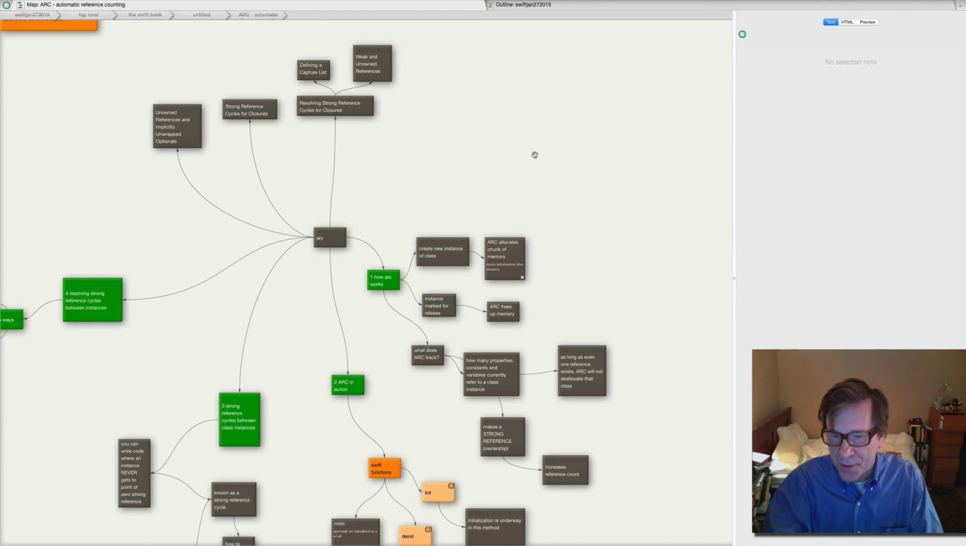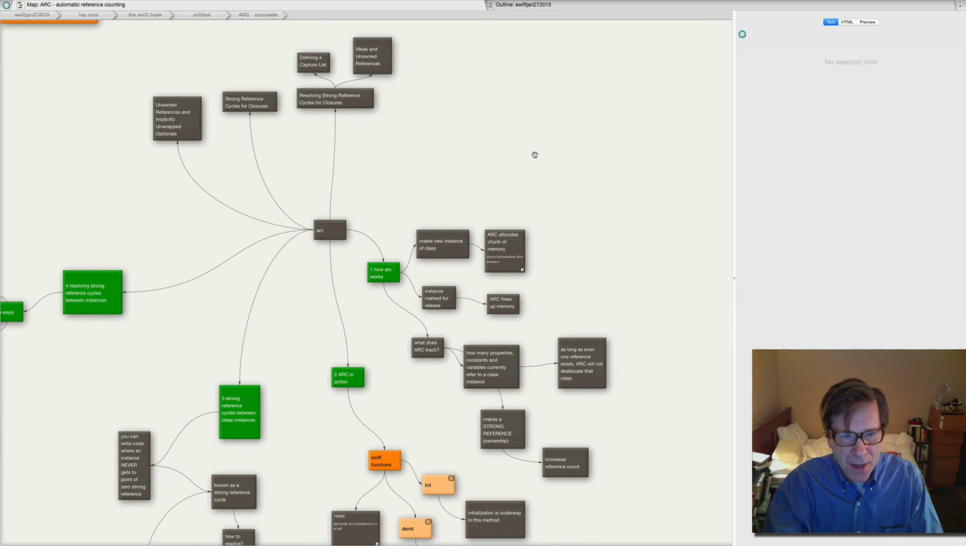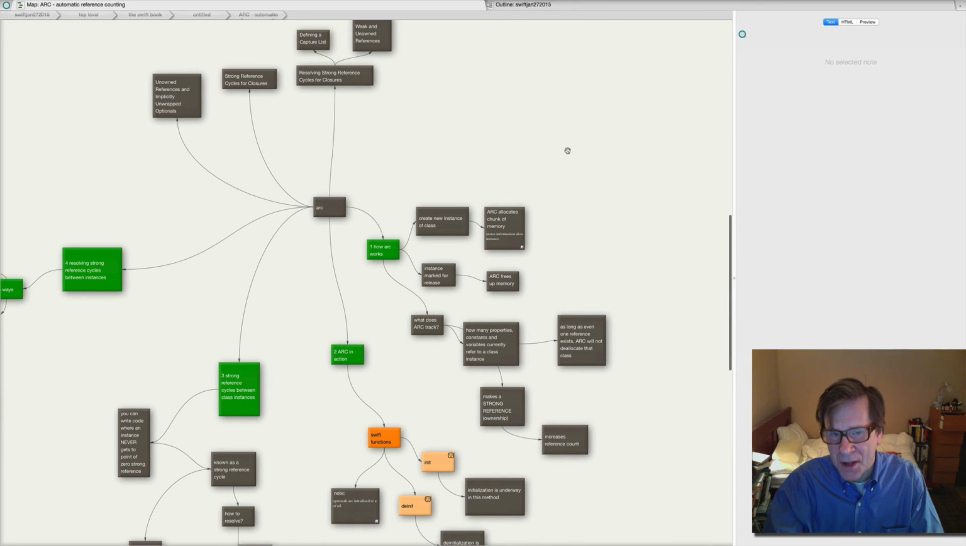Okay, I've been going through the first part of ARC in the Swift book from Apple, and this is how I've analyzed it in Tinderbox, and I'm going to go through some of that now. Number one, how ARC works.